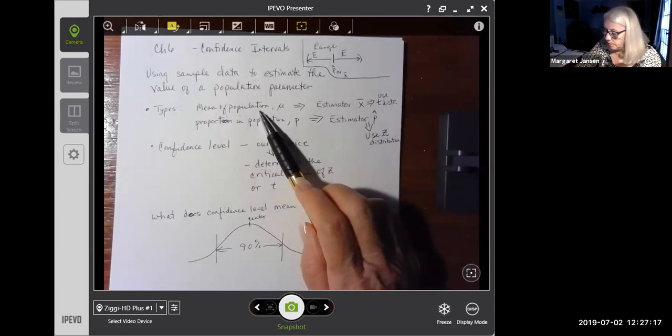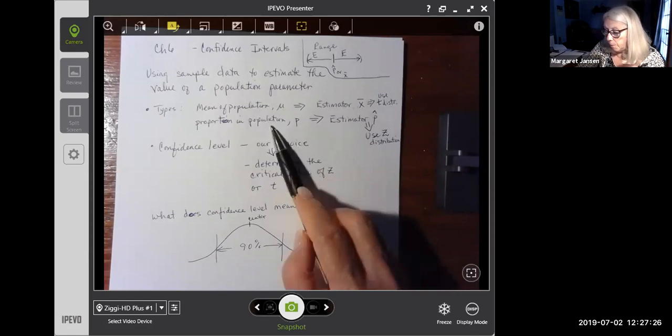Not hard, though. The second type of confidence interval we want to make is an interval around the estimate of a proportion, like an election poll.